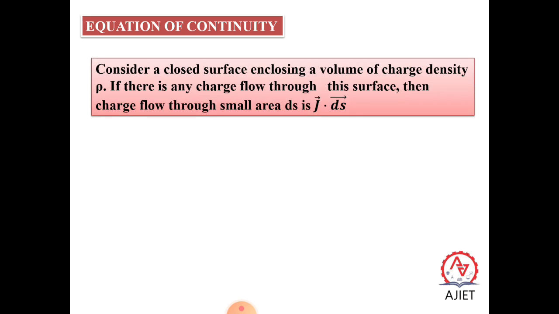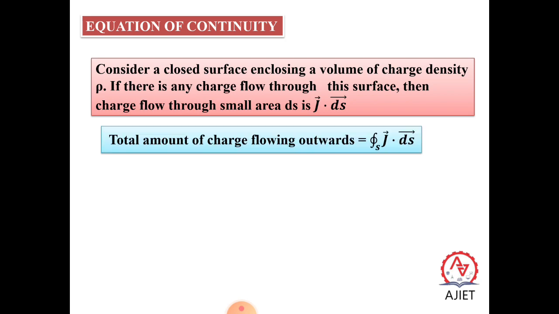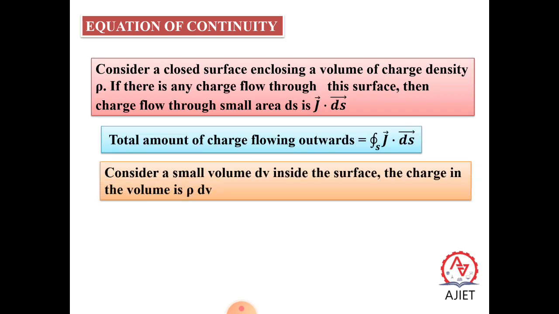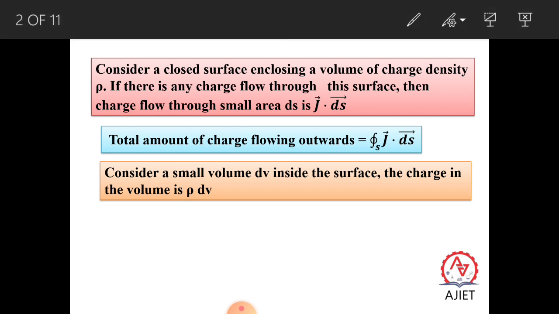Let us consider a closed surface having a volume charge density rho. If there is any charge flowing from this surface, then the charge through that small area is given by J dot ds. What is J? J is known as the current density, and ds is the small area.